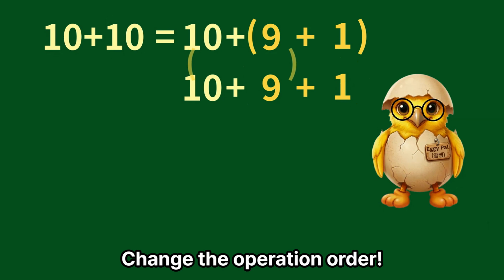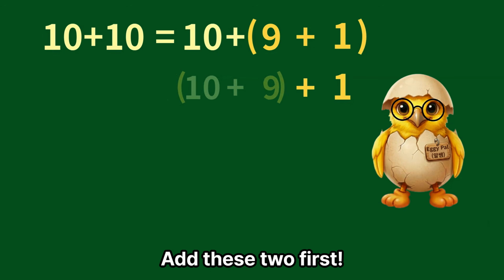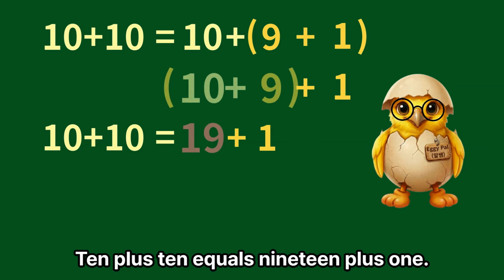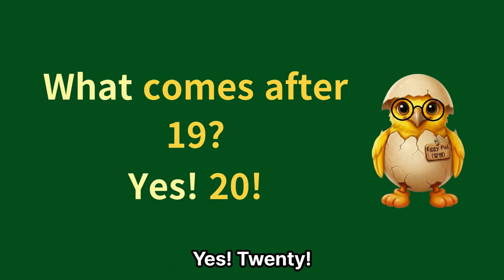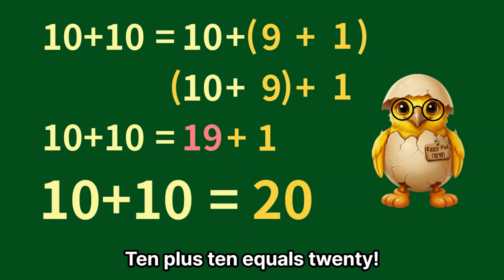Change the operation order. Next. Add these two first. 10 plus 10 equals 19 plus 1. What comes after 19? Yes, 20. 10 plus 10 equals 20. 10 plus 10 equals 20.